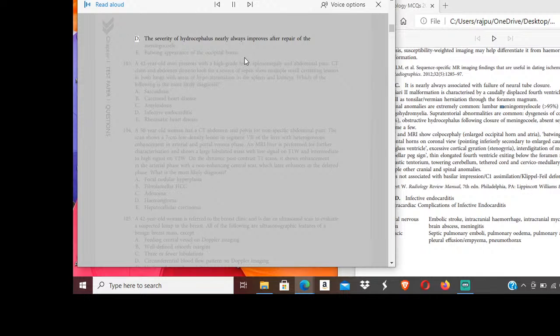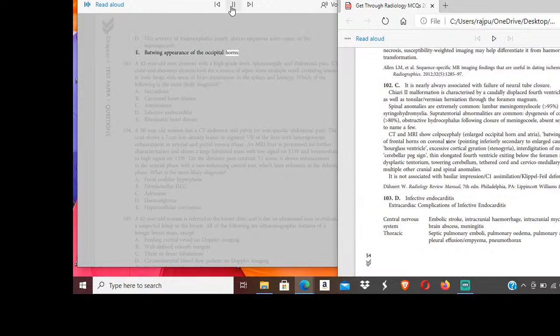D. The severity of hydrocephalus nearly always improves after repair of the meningocele. E. Batwing appearance of the occipital horns.